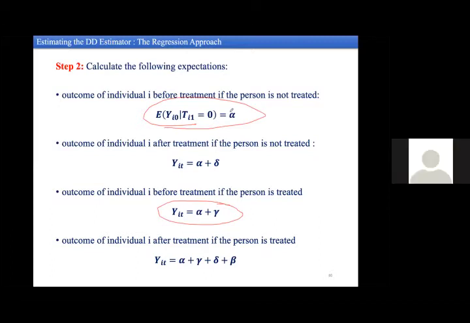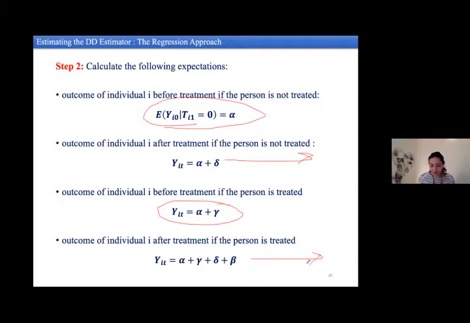Yes, it's clear. Thank you. So again, alpha and alpha plus gamma is the difference in outcome between the treated and non-treated at period 0 in 2012, before the implementation of the program. The difference between alpha plus delta and alpha plus delta plus gamma plus beta is the difference between the outcome of the treated and non-treated at period 1.